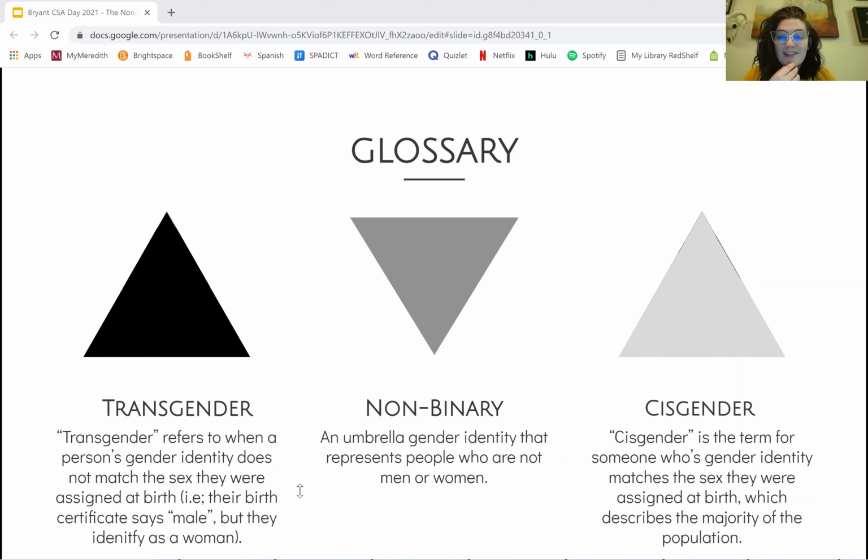All right, and the next ones we have: transgender, and this refers to a person's gender identity that does not match the sex that they were assigned at birth. And non-binary is an umbrella term that represents people who are not men or women. Cisgender is a term for someone whose gender identity does match the sex that they were assigned at birth.